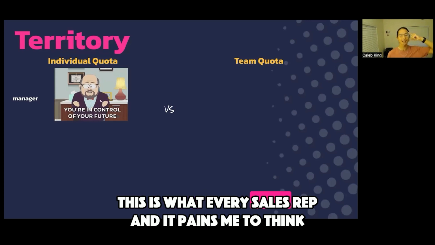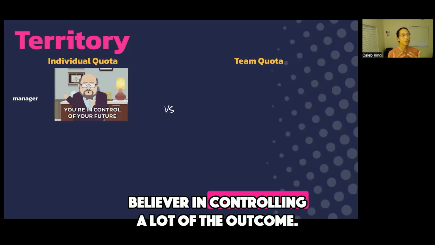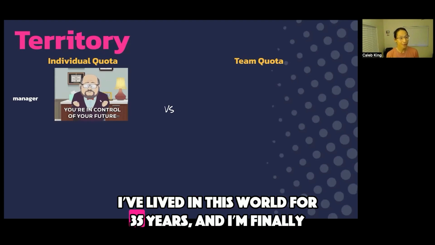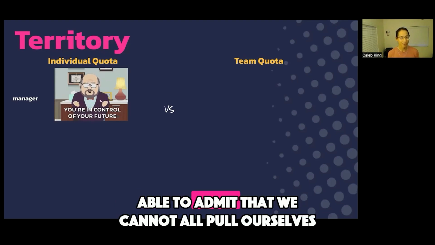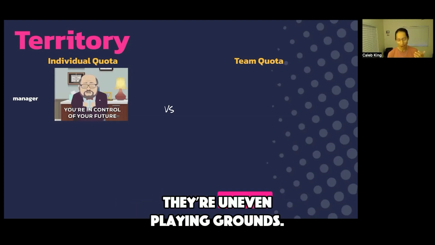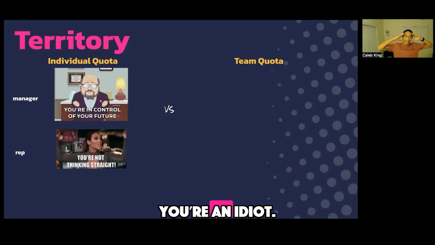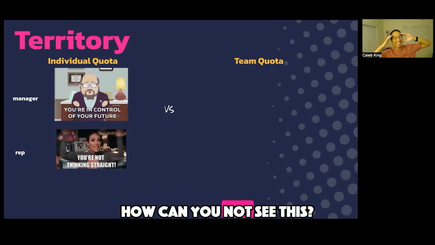This is what every sales rep thinks, and it pains me to say this out loud, because I am a firm believer in controlling a lot of the outcome. I've lived in this world for 35 years, and I'm finally able to admit that we cannot all pull ourselves up by our bootstraps 100%. They're uneven playing grounds. So the rep is thinking, you're an idiot. How can you not see this?